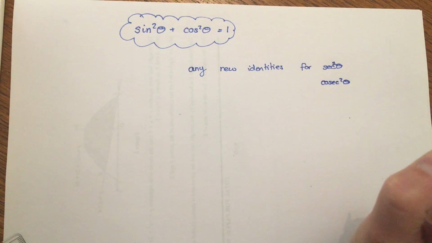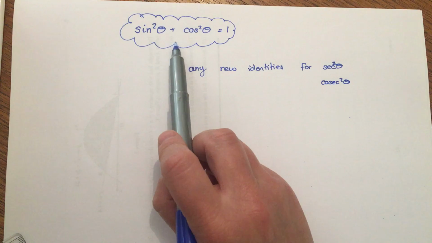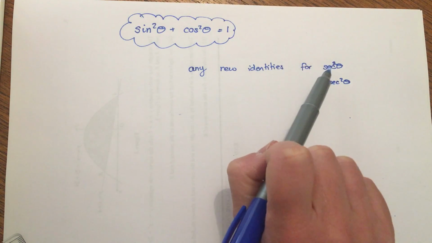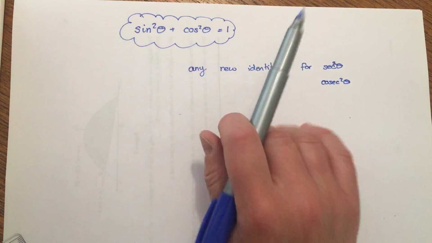Okay, so your challenge, and it is a challenge, this isn't compulsory, is can you start from here and can you use this statement here to derive any new identities for sec squared and cosec squared? This is not compulsory. The rest of the work is, this isn't.